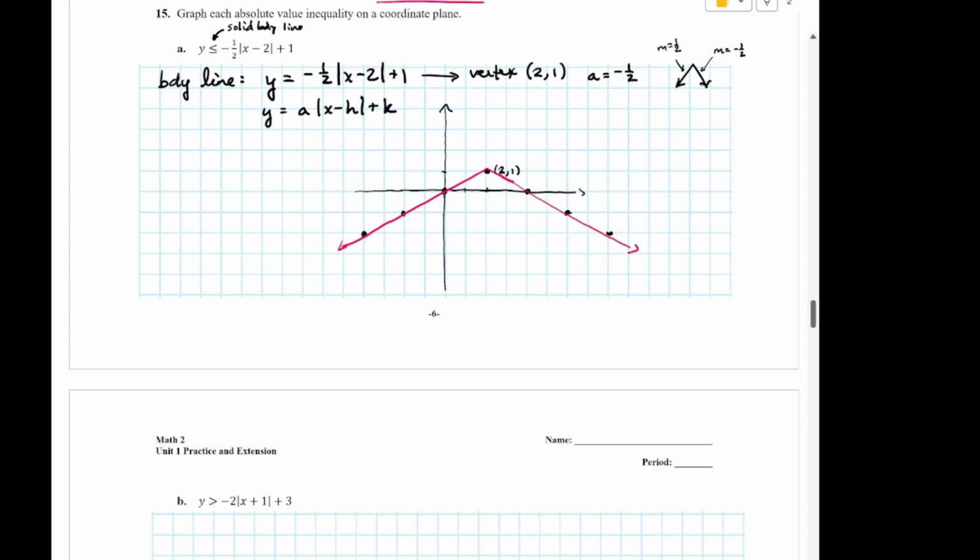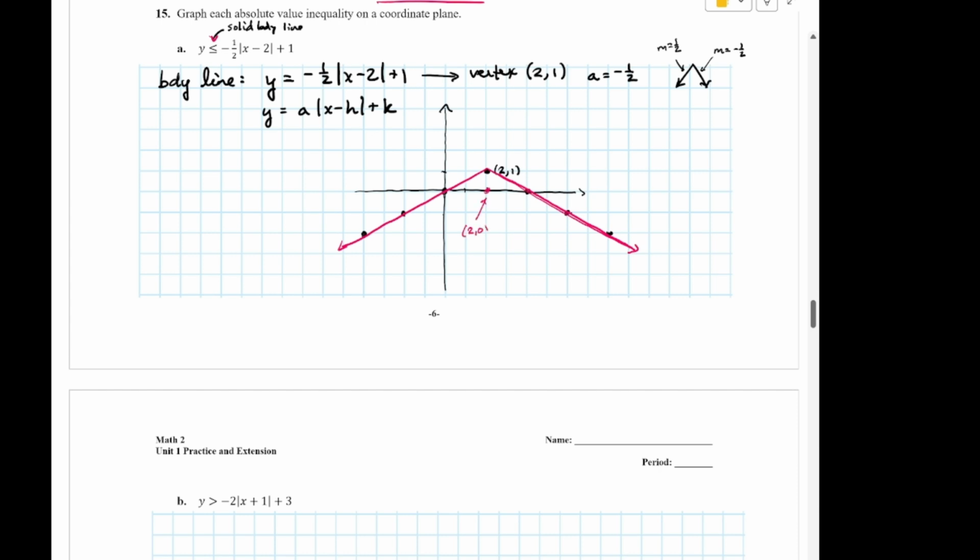Remembering it's solid because it was less than or equal to, right? It has both. So that does not show up well. Okay. And then I need to do some shading. So in order to shade, because it's an inequality, I've got to pick a test point. I can't pick (0, 0) because that's already on the graph, it looks like. So I want to pick something that's obviously not on the graph. So instead of (2, 1), I'll pick (2, 0), right?